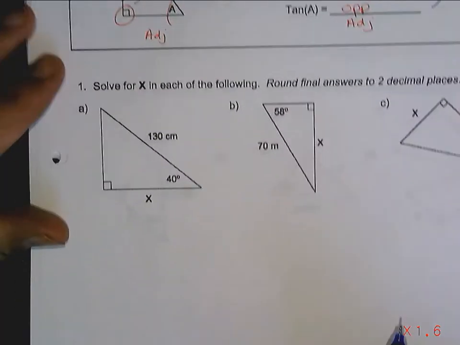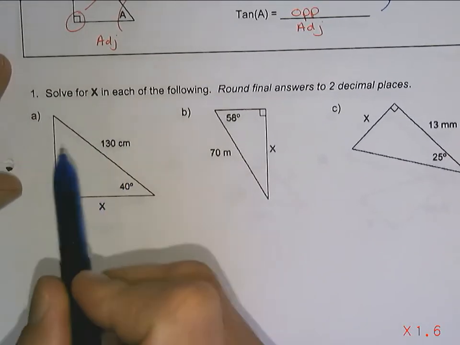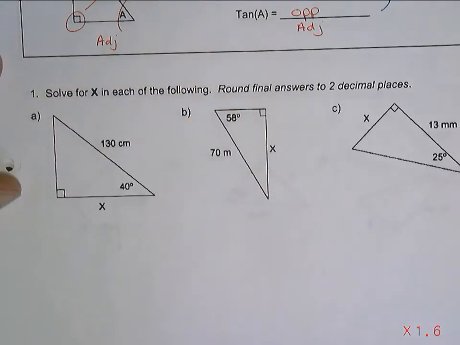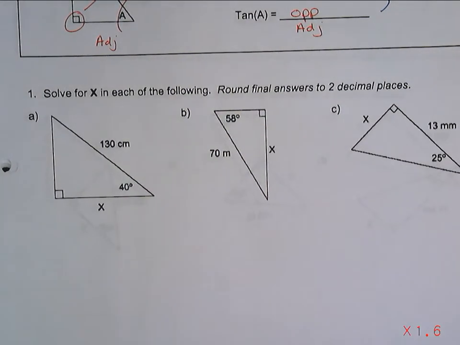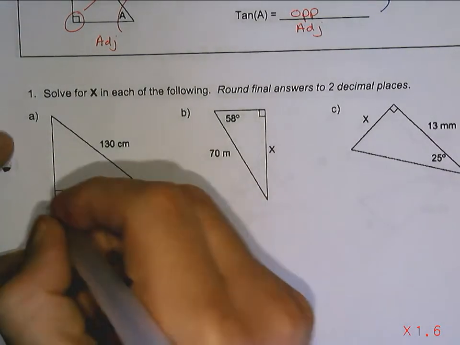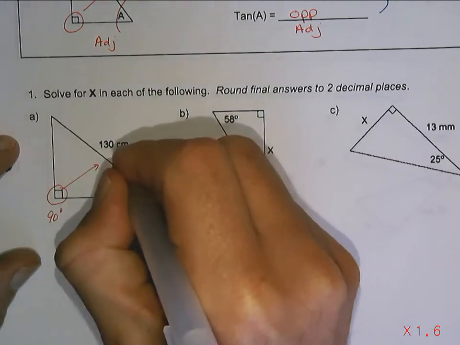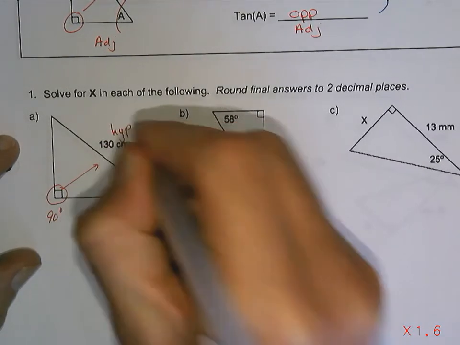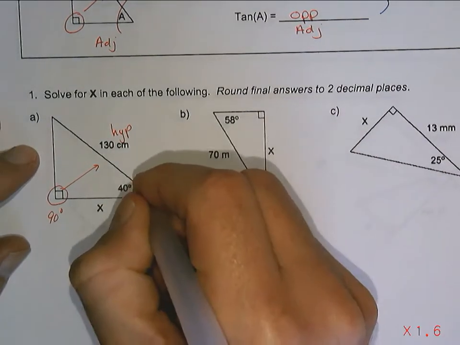So, here's some examples. Solve for x in each of the following. So, A, B, and C. We want to round our final answers to 2 decimal places. Okay, so we have all of the instructions. This is what you do, and if you're not doing this, you're going to get it wrong. You need to circle your 90. You need to then locate your hypotenuse. Then locate which angle you might be working with.